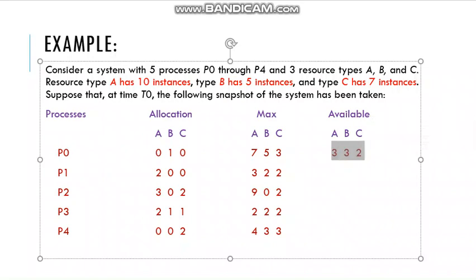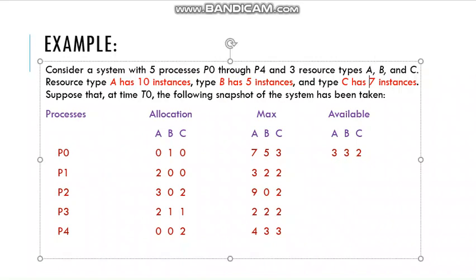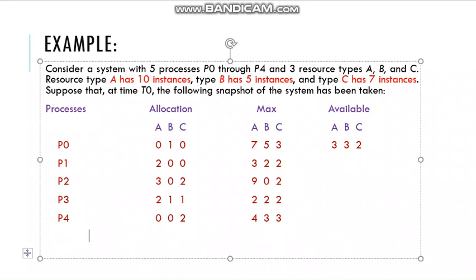Available resources are sometimes given, or we may need to find them out. If you observe C, 2 plus 1 plus 1 plus 1, so how much? 5. The maximum resources available is 7. If you add everything at the end, for A it is 3 plus 2 plus 2, that is 7. Then here it is 2, then here it is 5. So this is already allocated.